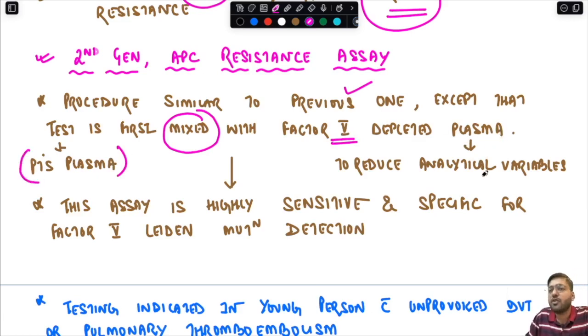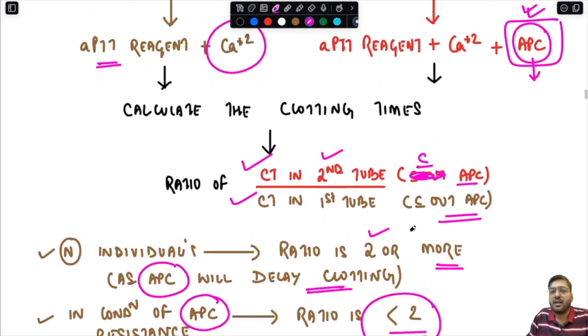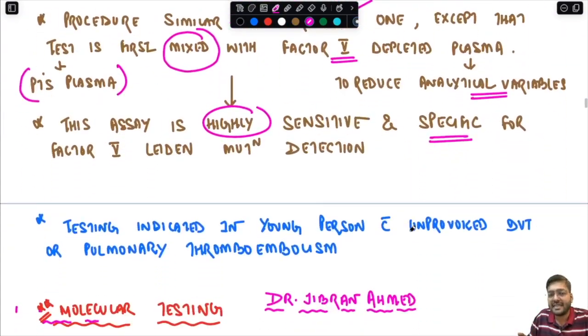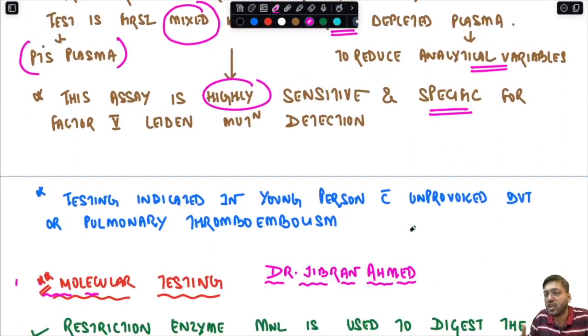And why is it done? To reduce certain analytical variables which can cause some kind of interference with the interpretation of the result. So by doing this, the assay becomes highly sensitive and specific for factor 5 Leiden mutation detection. So this particular testing that we have seen, that is the first and the second generation APC resistance assay, is for factor number 5 Leiden mutation detection.